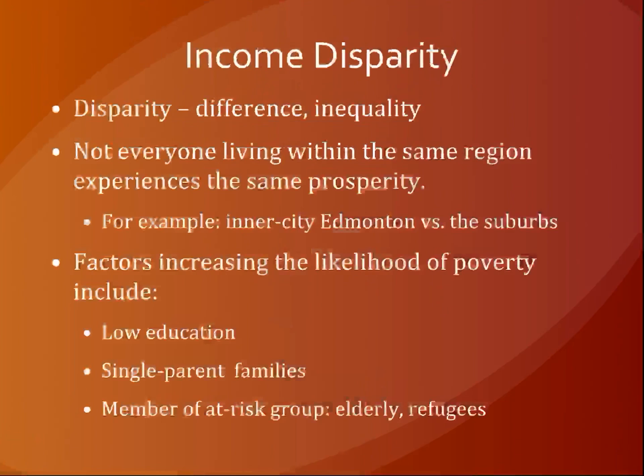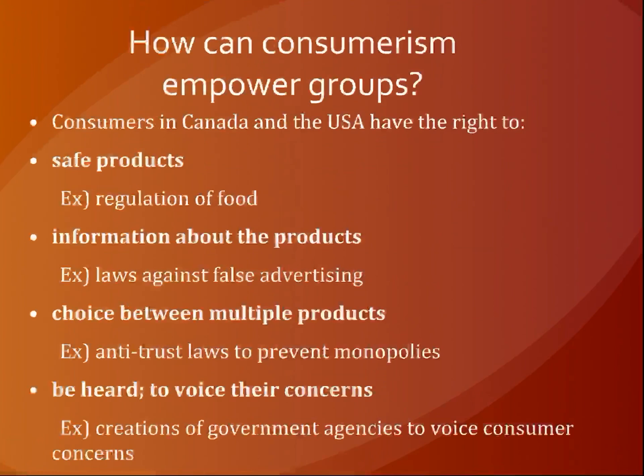So some factors that increase the likelihood of poverty, which is obviously another way of saying income disparity. If you're in a low income area, chances are it's going to be a very poor area. Single parent families, chances are it's going to be a much poorer area. And then there's members of at-risk groups, right? Refugees and elderly, they're going to be at a higher risk of poverty.